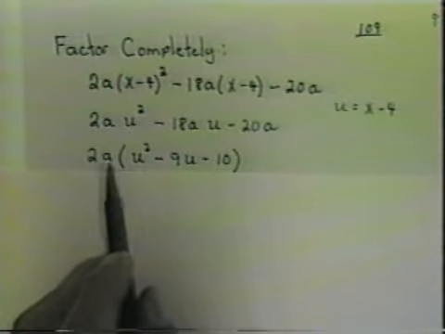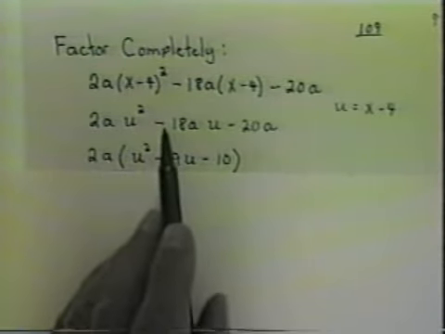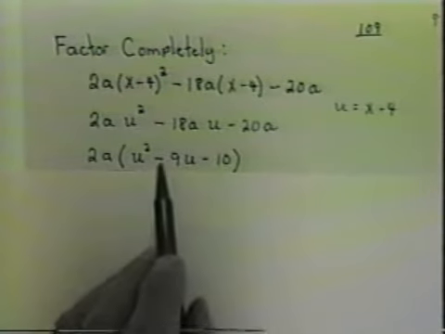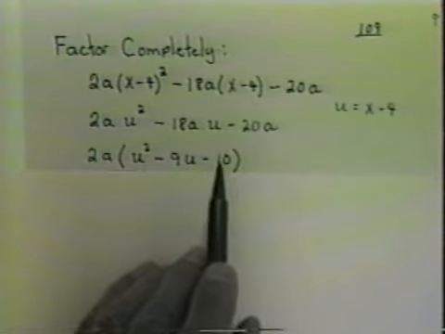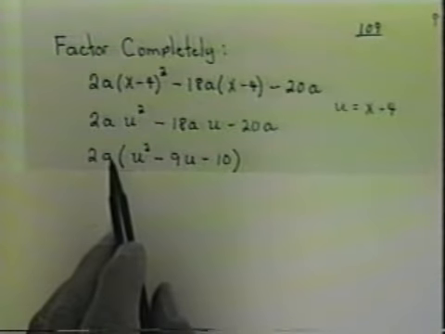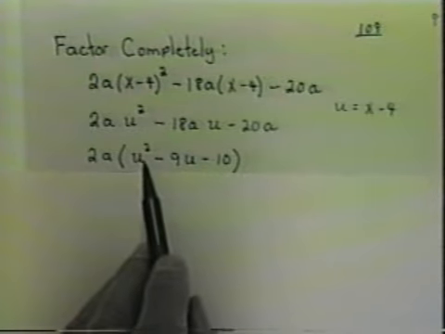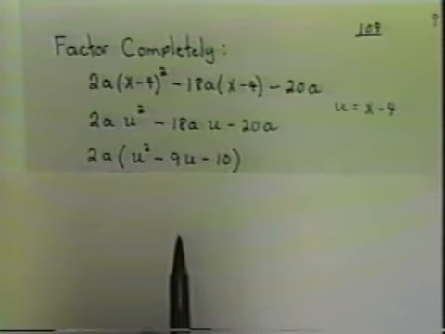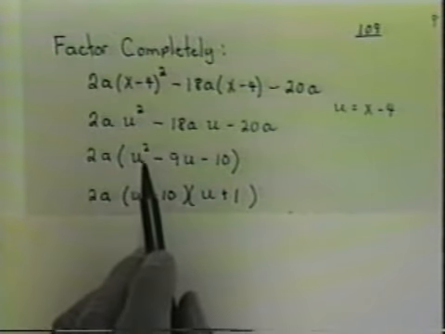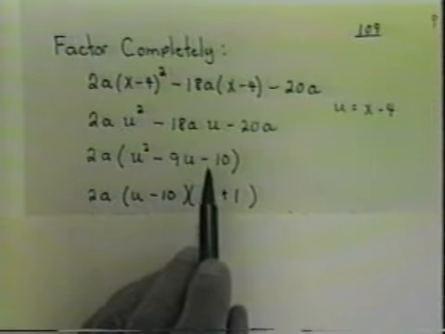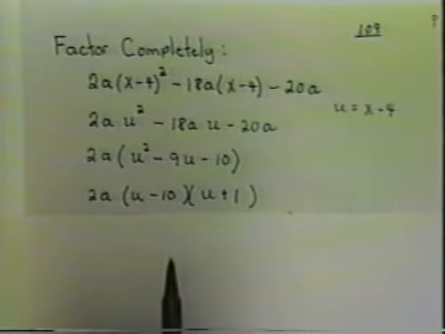If I divide 2a into 2au squared, I get u squared. 2a into a negative 18au is a negative 9u. And 2a into a negative 20a is a negative 10. So I simply did the division, the 2a into each of the three terms, to get u squared minus 9u minus 10. Now I bring down the 2a and I factor u squared minus 9u minus 10 into u minus 10 and u plus 1.